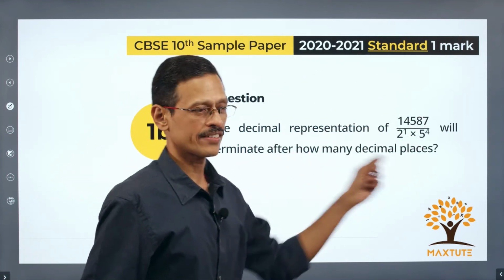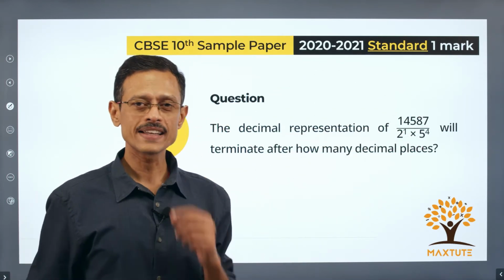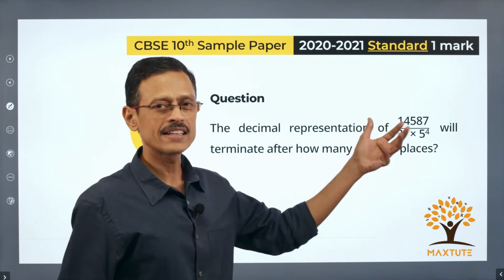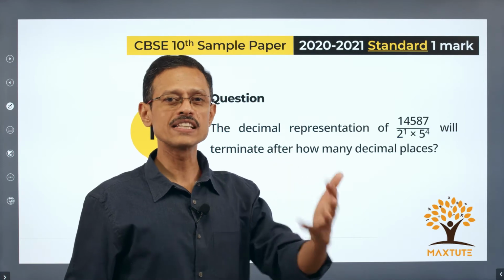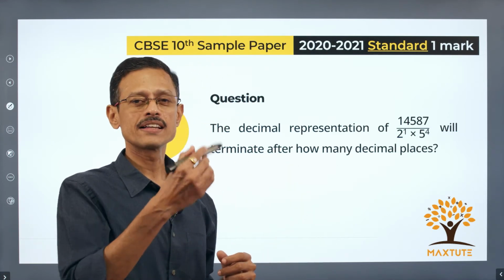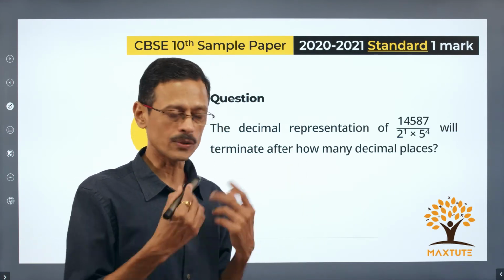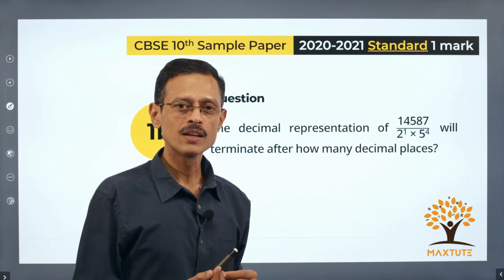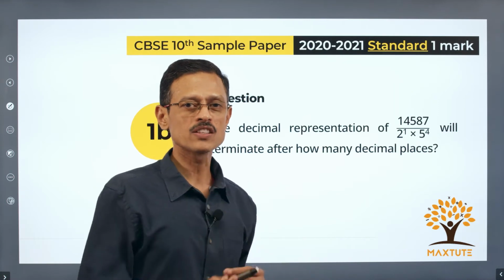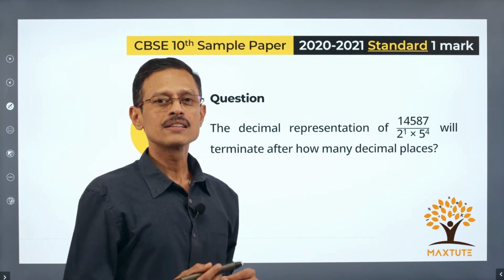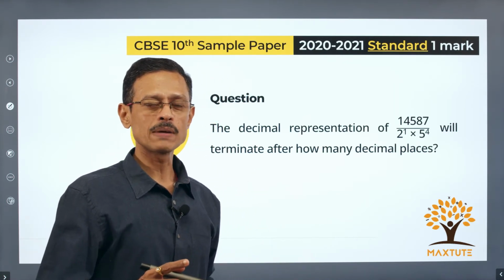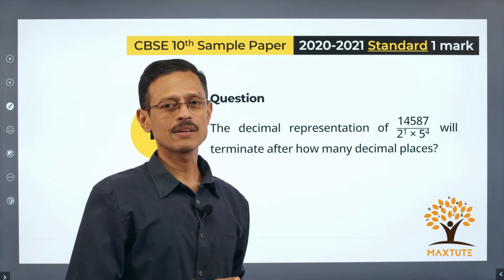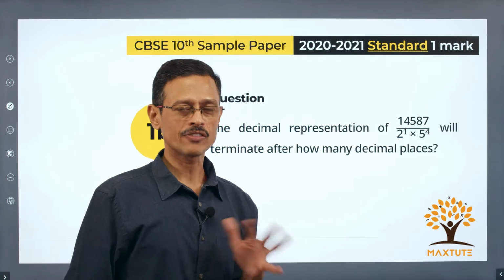Essentially, rewrite this fraction in such a way that the numerator is an integer with no trailing zeros. 14587 is okay; a number ending in 0 is not okay. That's what is meant by a trailing 0. And the denominator should be a power of 10. Once you have expressed this fraction in such a form, the number of decimal places after which this decimal expansion will terminate will be the same as the power of 10 that you see in the fraction.